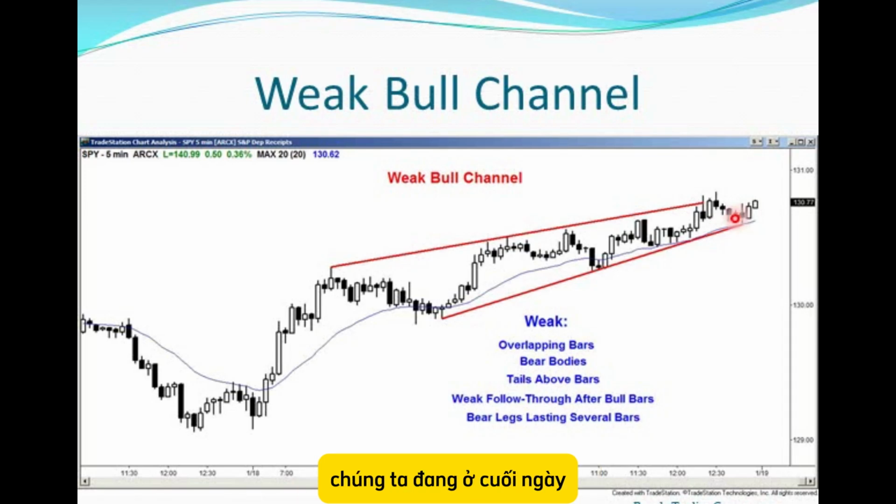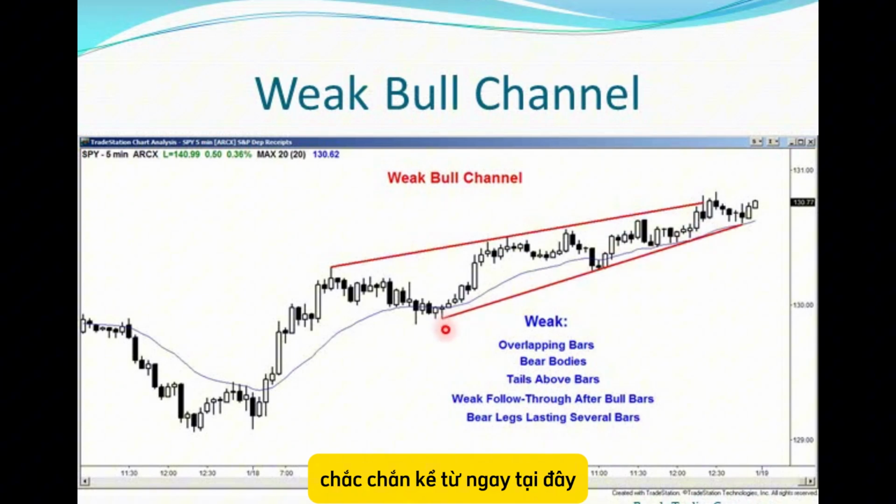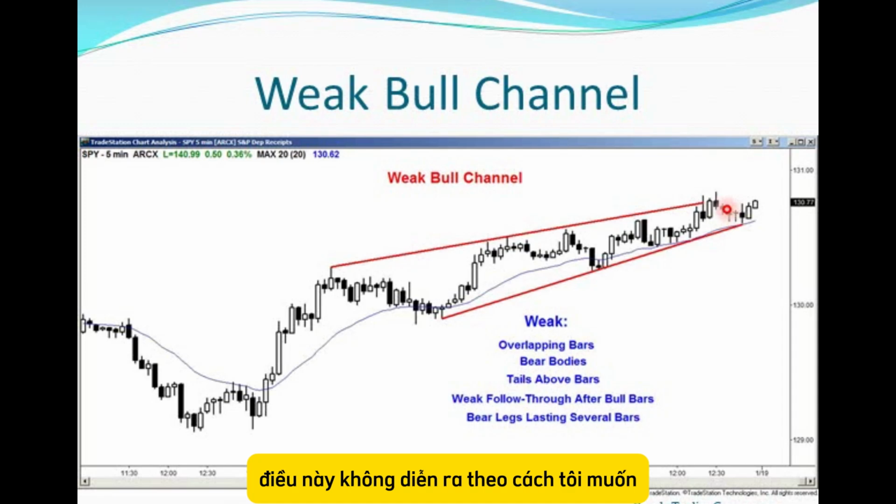We're at the end of the day, and I want the market to fall quickly. I don't want to see these small bars and tails at the bottom, especially since we haven't really had a trend line break, and we haven't had significant selling pressure, certainly since right here. To me, this is not turning out the way I wanted it to turn out. At the end of the day, I wanted a sharp sell-off. If we did not get it, I would just get out and let the day go.